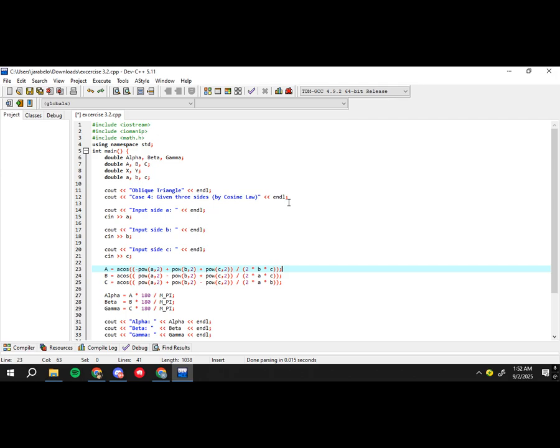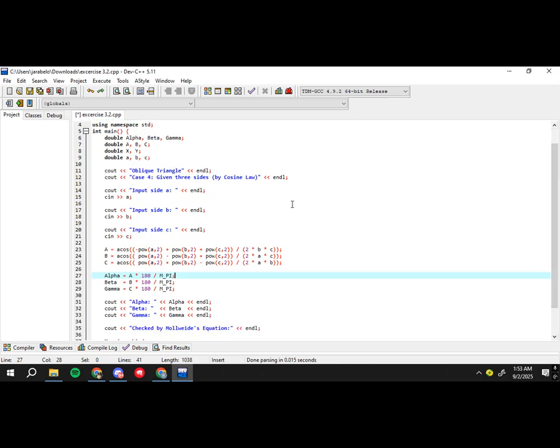This line calculates the angle A in radians using the cosine law formula, and for B, it calculates angle B in radians using the cosine law formula, and it is still the same for C. And for alpha equals A times 180 divided by pi, it converts angle A from radians to degrees, just like for beta and gamma.